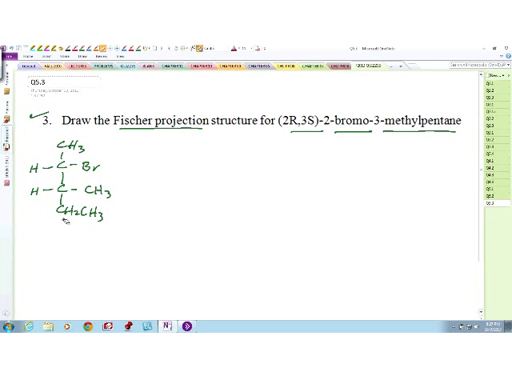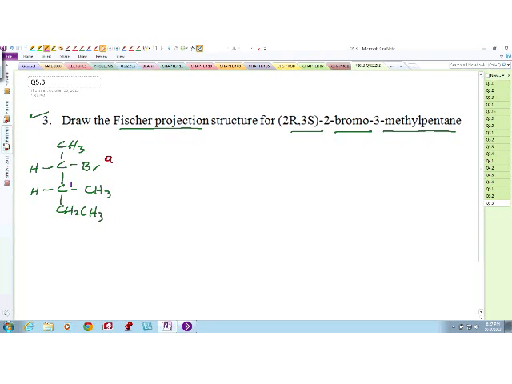Now in this case we have 2 chirality centers here, so you want to focus on one chirality carbon at a time. Let us focus on carbon number 2. Assign the priority to the groups or atoms attached to carbon number 2. Which is priority A? Bromine, based on atomic number.